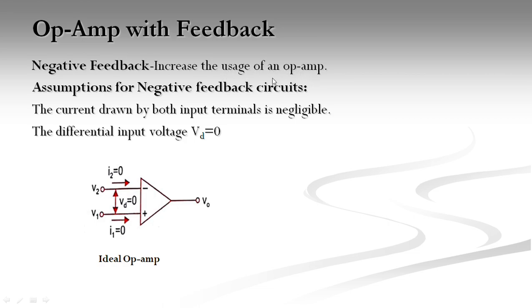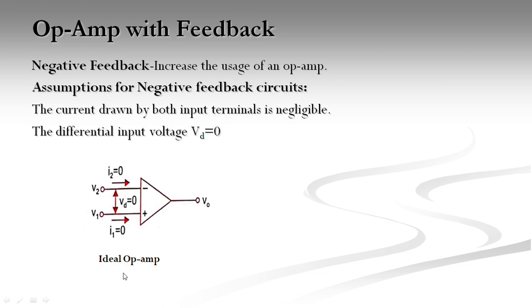If you are going to apply negative feedback, there are two conditions to be followed. The first assumption we consider is that the current drawn by both input terminals of the op-amp is negligible, that is zero, and the differential input voltage, that is the difference between the two terminal voltages, Vd, must always be equal to zero. So these are the two conditions assumed for the negative feedback circuit.